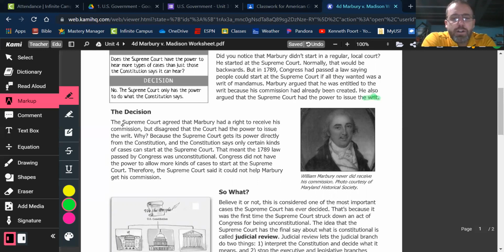All right, so the Supreme Court agreed that Marbury had a right to receive his commission. All right, so the Supreme Court said, yes, he should be a judge, is essentially what the Supreme Court decided, but disagreed that the court has the power to issue this writ. Right. So this is what's odd.